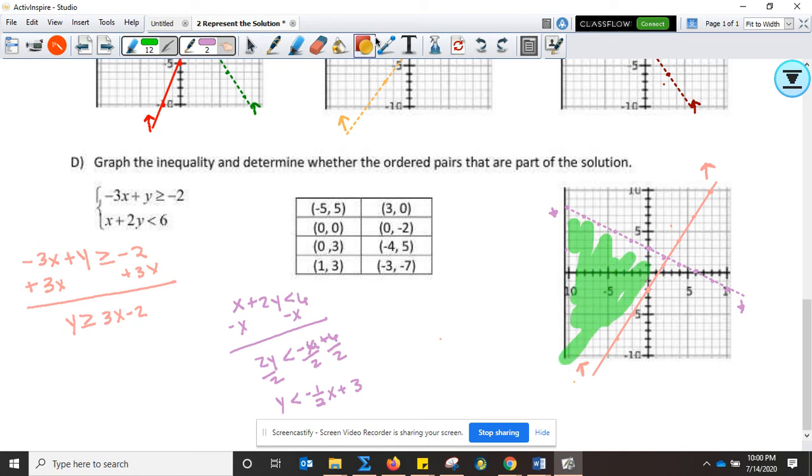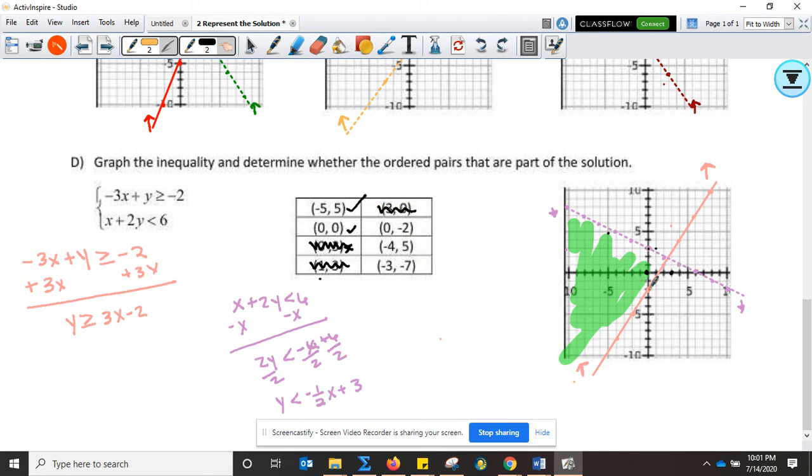Okay, now what I'm going to do is plot all these points and see which ones are part of the solution. Negative 5, 5. Yes, that's part of the solution. 0, 0. Yes, that's part of the solution. 0, 3. Right here. No, that's not part of the solution. So I can mark that one out. 1, 3. No, that's not part of the solution either. 3, 0. Nope, not part of the solution.